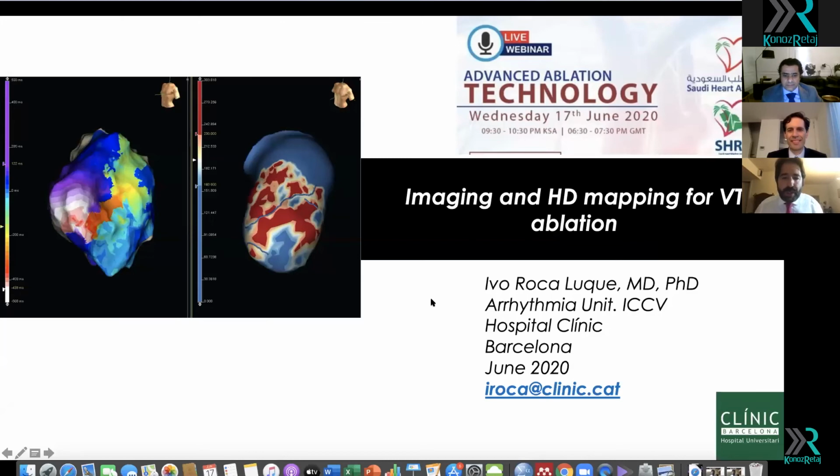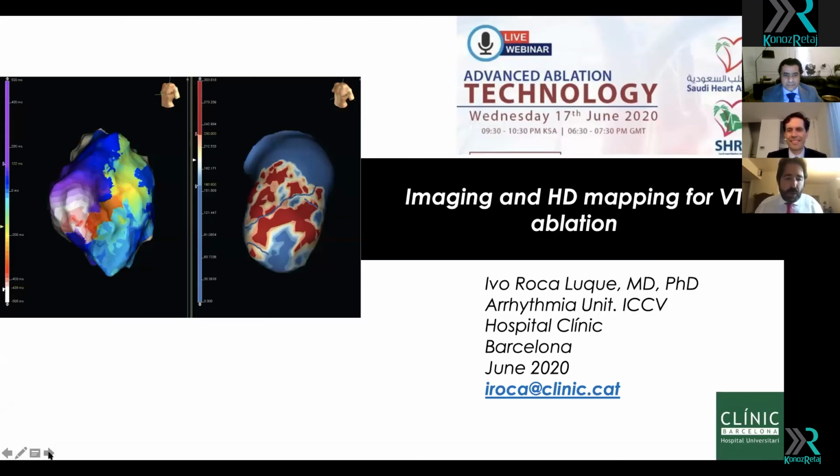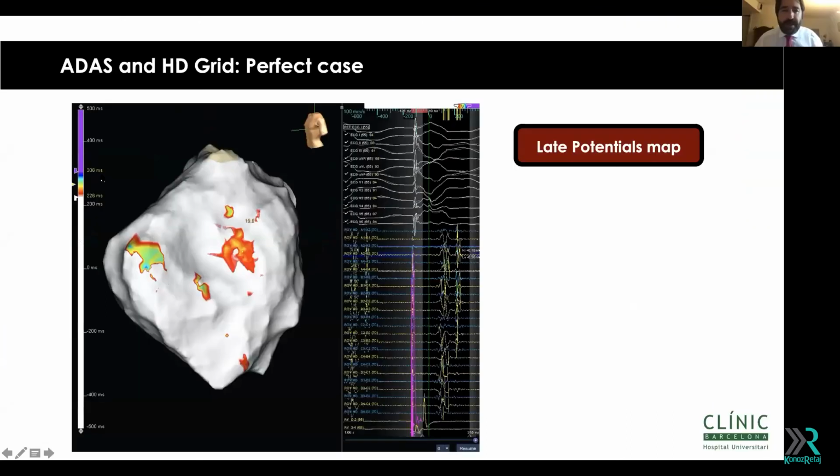Okay, so I will show at least one case that I call the perfect case. This is a patient with ischemic heart disease who came to our lab for a VT storm, and we decided to do a VT ablation. Our approach is always the same. First, we do substrate mapping. I will show the MRI at the end, as a surprise. And you can clearly see two areas of late potentials in this lateral wall. You can clearly see the late potentials here.